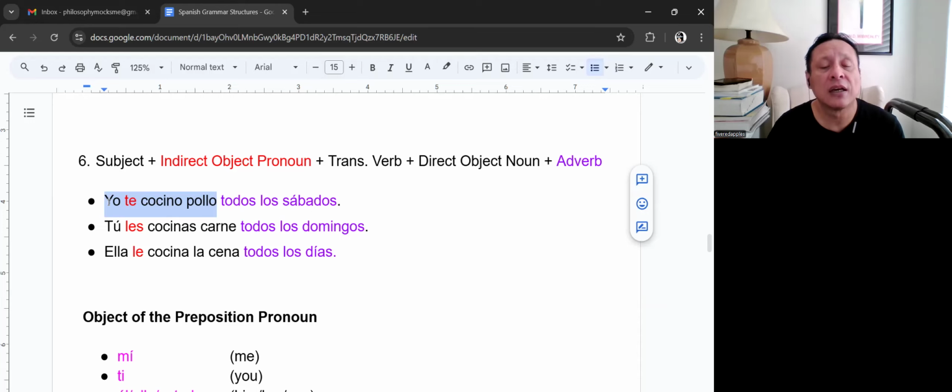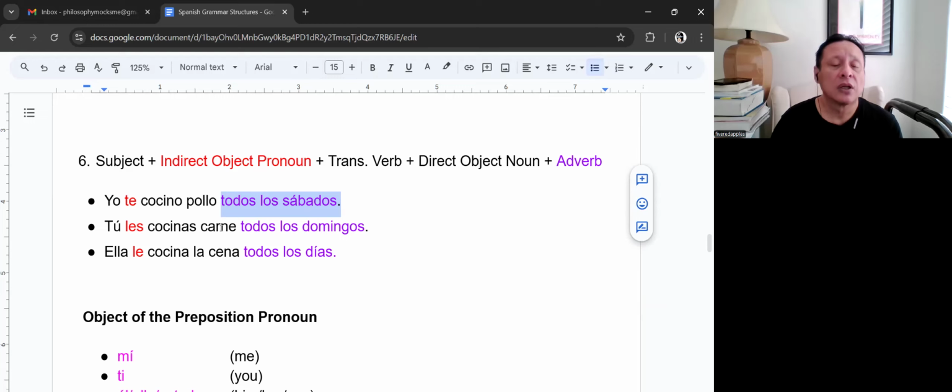Okay, and then here is the adverb or the adverbial, todos los sábados, which means every Saturday. Every Saturday. Todos los sábados, every Saturday. Okay. I'm not going to teach you the grammar of los sábados, like why is it los sábados, why not just sábados. Anyway, so that's it. That's the grammar, that's the sentence pattern.